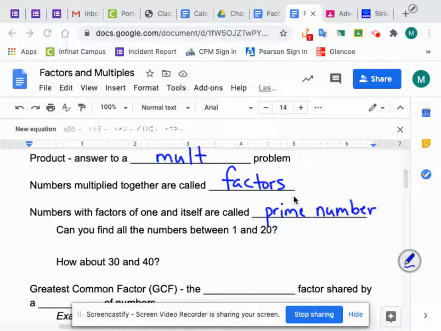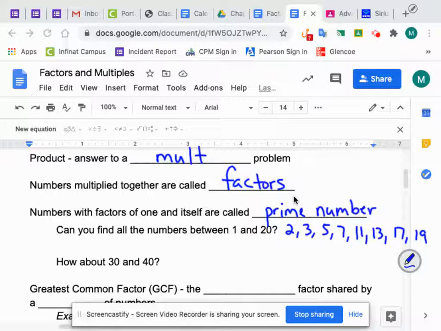So can I find all the numbers between 1 and 20? Starts at 2, 3, 5, 7, 11, 13, 17, 19. So those are all the numbers that only 1 and itself are the factors to get that number as a product.